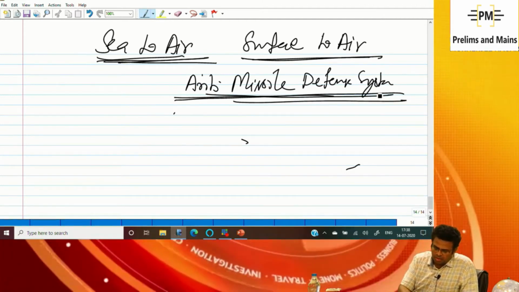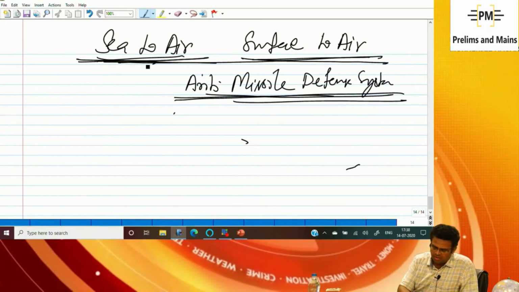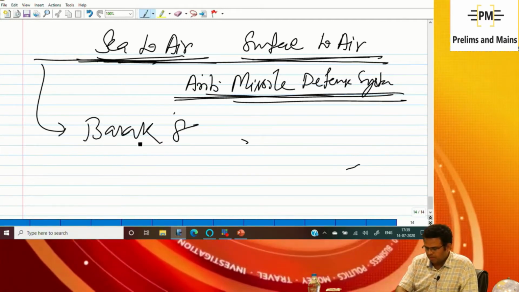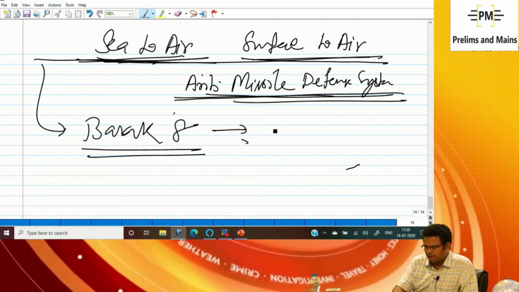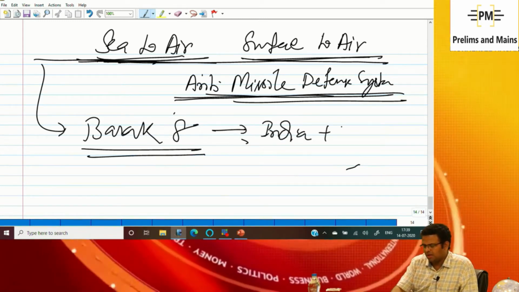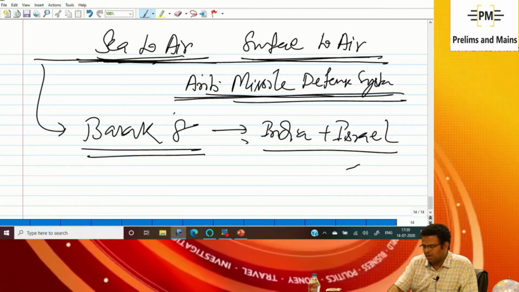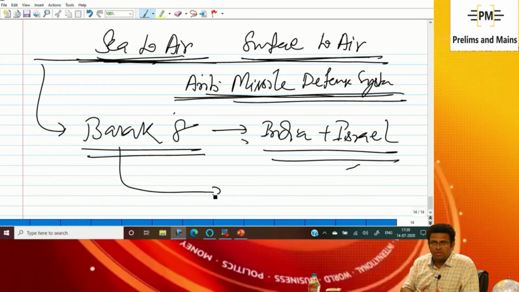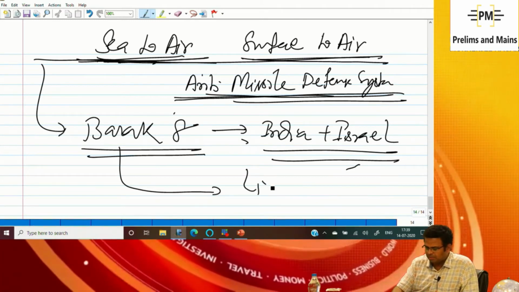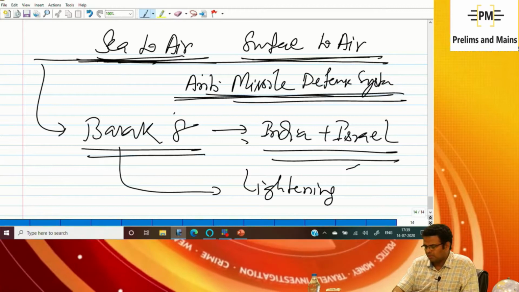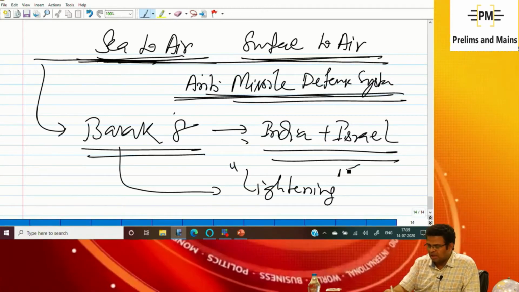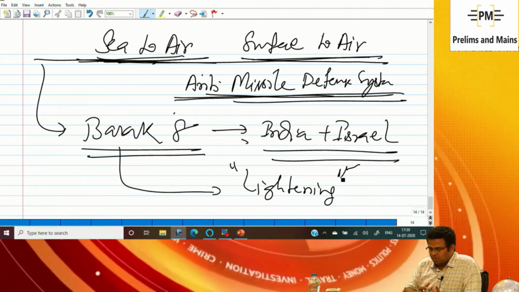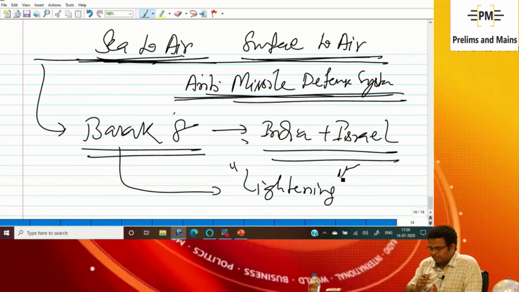If I am talking about sea to air and surface to air, the most important one is Barak 8, and it was made with the help of India and Israel. These are the two countries that made Barak 8. Barak in the language of Israel, of the Jews, means lightning. You know how fast lightning moves during thundering, and the same way Barak 8 works.